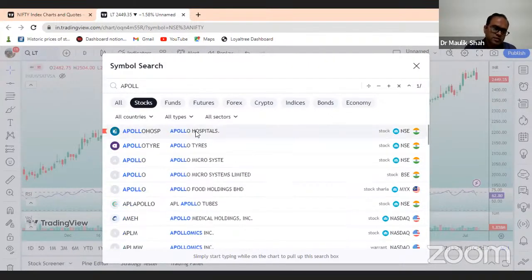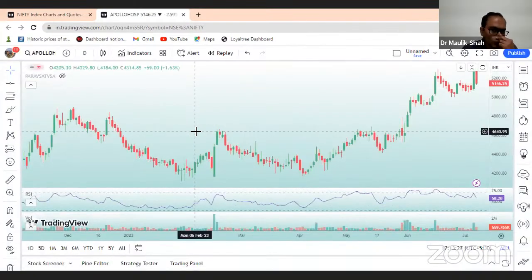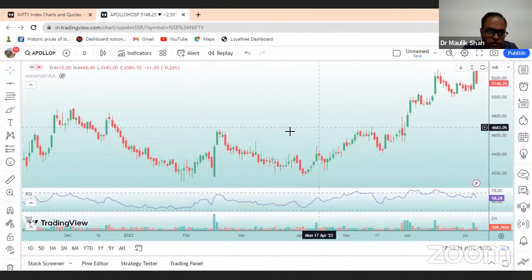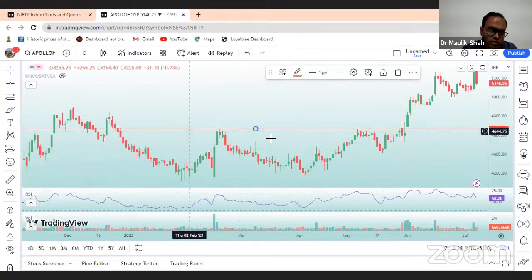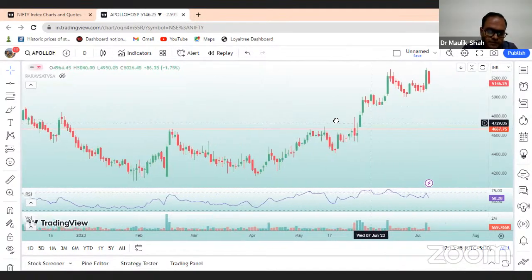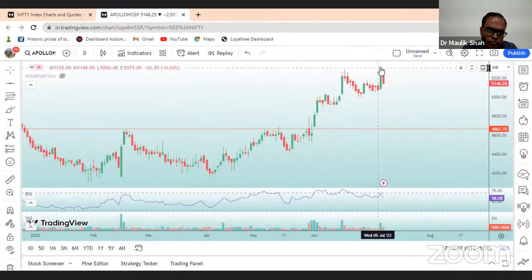Say, Apollo Hospitals. Let's see this. Wow, good. So, see what has happened. This was a horizontal resistance. Here, they broke the price. Zoom. Now here there is a bearish harami. So probably the price might go down again.